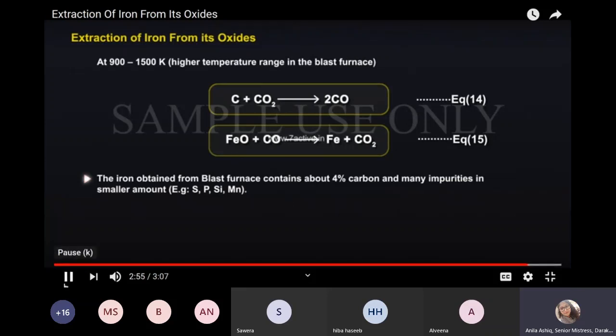Okay, great. Iron from the blast furnace contains about 4% carbon and many impurities in small amount. Example: S, P, Si, Mn.